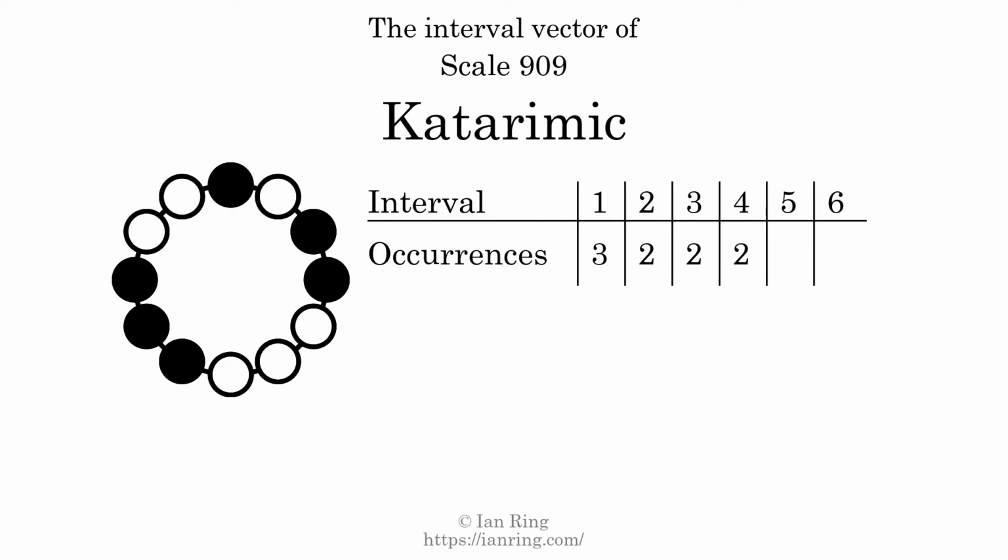There are 2 intervals with a size of 4 semitones. They are here, and here. There are 4 intervals with a size of 5 semitones. They are here, here, here, and here. There are 2 intervals with a size of 6 semitones. They are here, and here. Each interval does not appear in this scale a unique number of times, so this is not a deep scale.